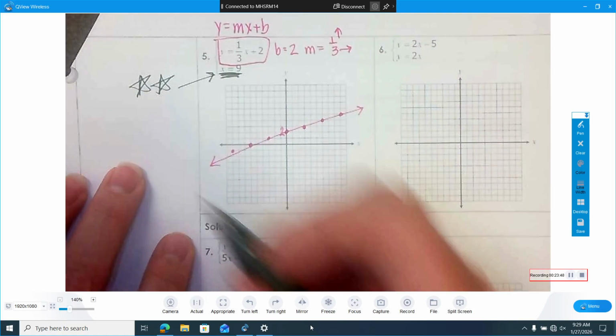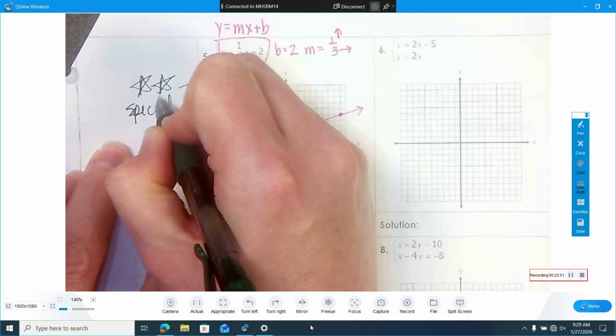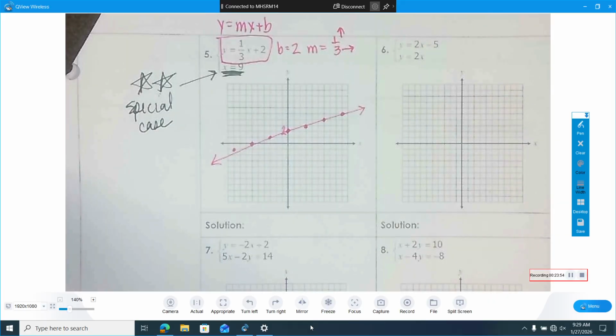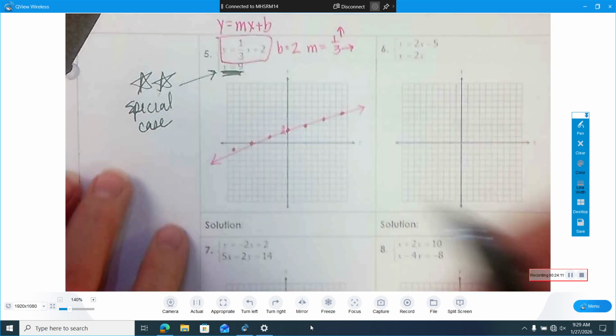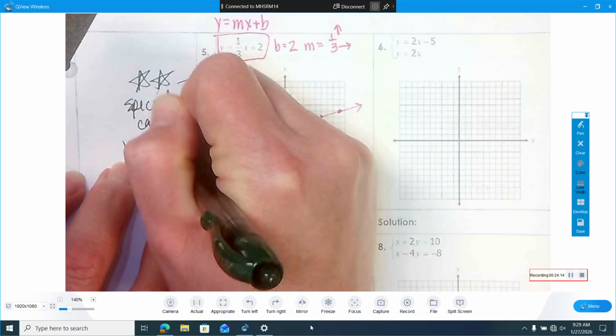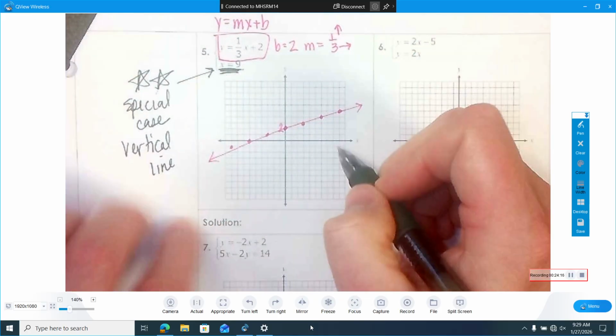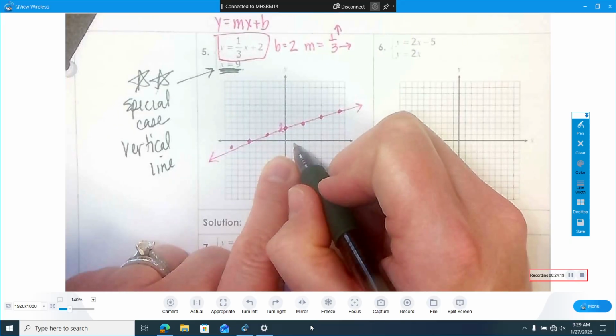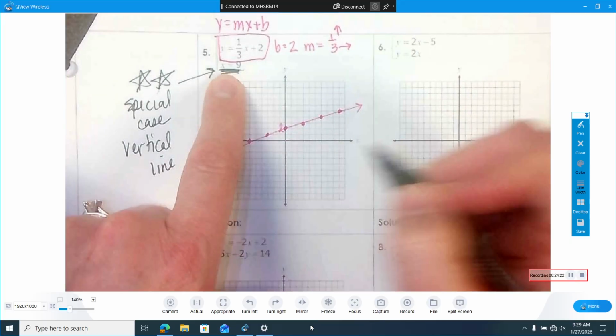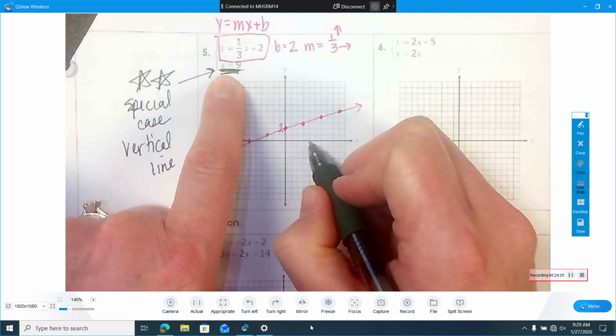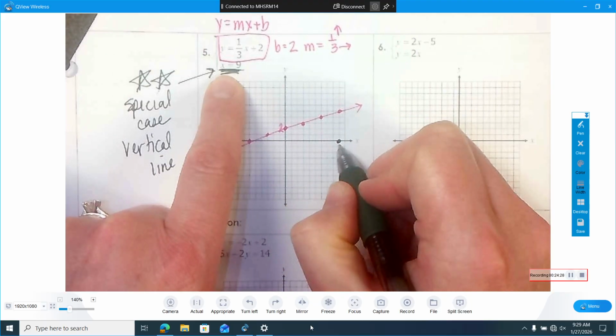Don't have to add a 0. This is a special case line. X, what is it? What are we thinking? No? Special case, it's horizontal or it's vertical? Which is it? Vertical line. Yes, this is a vertical line. X equals a number is a vertical line. We're going to go to 9 on the x-axis. That's what it's telling you to do. 1, 2, 3, 4, 5, 6, 7, 8, 9, right there.